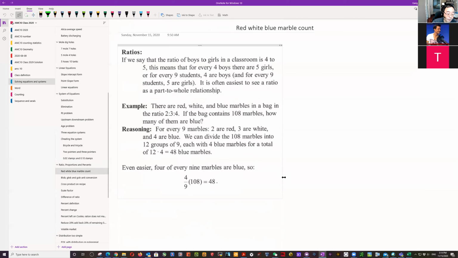And like a ratio problem, you can have a relationship of more than two. It's a continuous ratio like 2, 3, and 4. And in this case, you will just have to add up more relationships. And if you have multiple ratios, they actually tell you a whole lot of information.